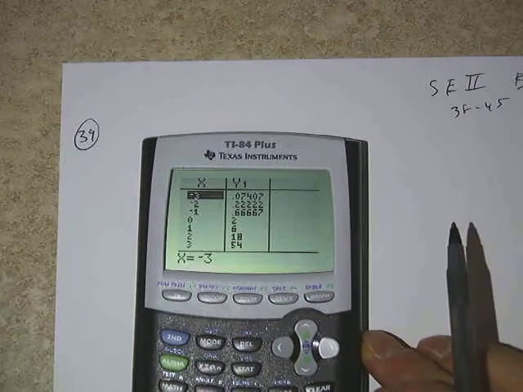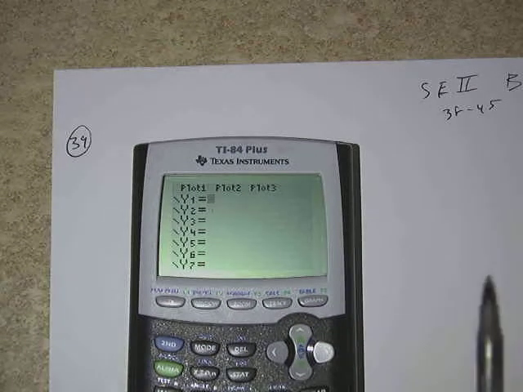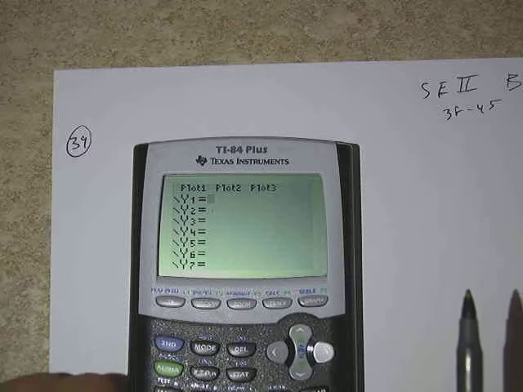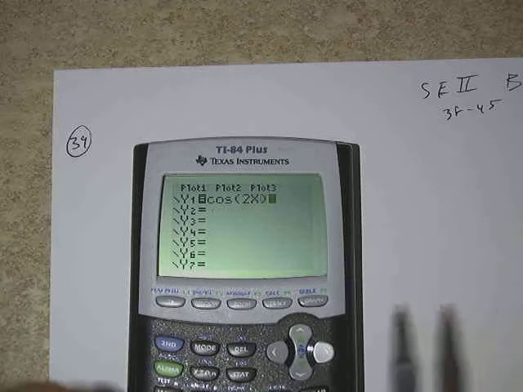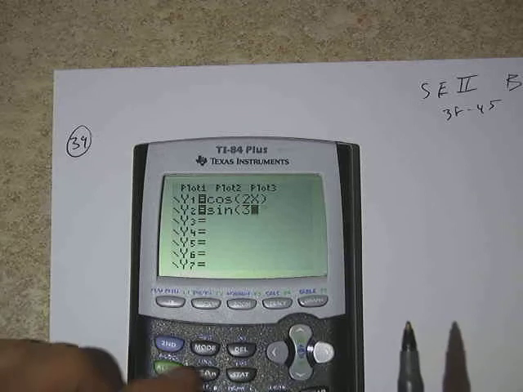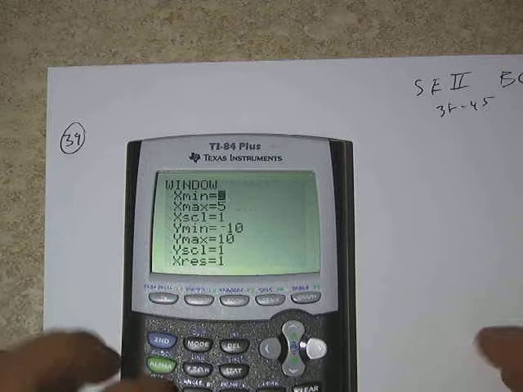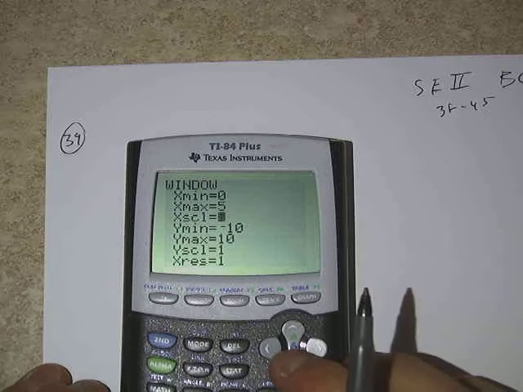So, ultimately, if we look at the graphs of these two, we can see those intersection points. So let's go ahead and graph that. So we have cosine 2x. Type that one in first. And then sine 3x. And we're going to go from 0 to 5 in our window, which is already set up nicely, which is convenient.